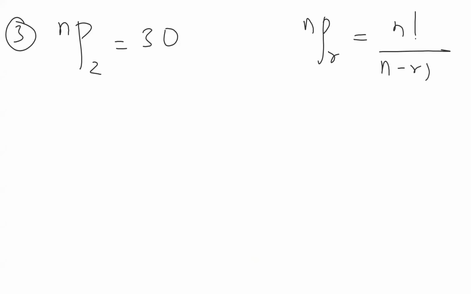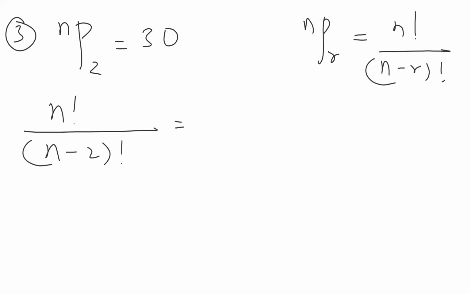We are supposed to find n such that nP2 is equal to 30. So nPr is equal to n factorial upon n minus r factorial. So here n is n, so n factorial, r is 2, n minus 2 factorial, which is equal to 30, right? Now, the way in which I have taught you earlier, compare this n factorial with n minus 2 factorial. We have to find out which is the bigger term.